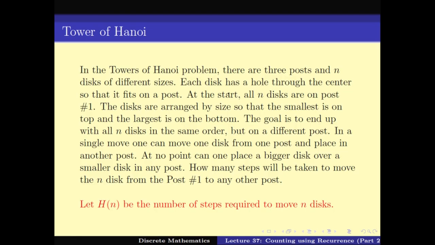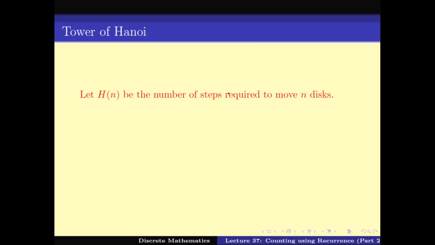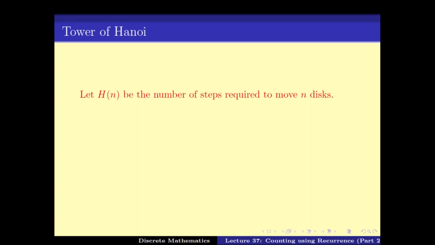So for this counting, the typical way of doing it is, again, let Hn be the number of steps required to move n disks. Now, if Hn is the number of steps required to move n disks, can we say something about this Hn?